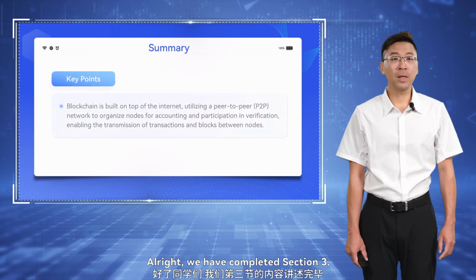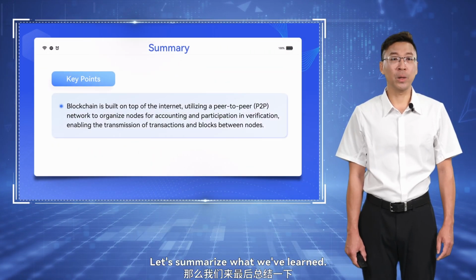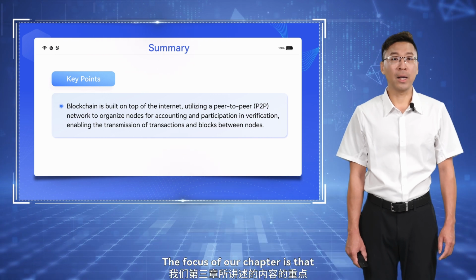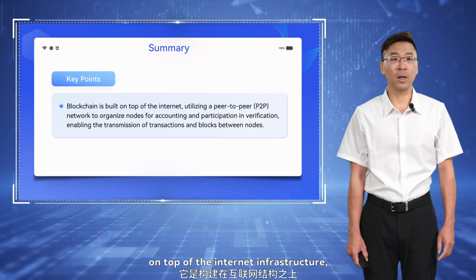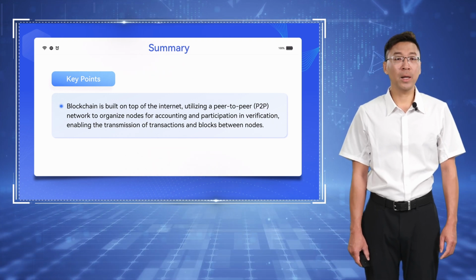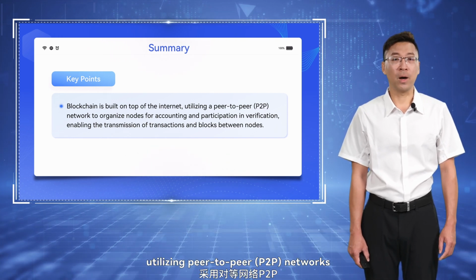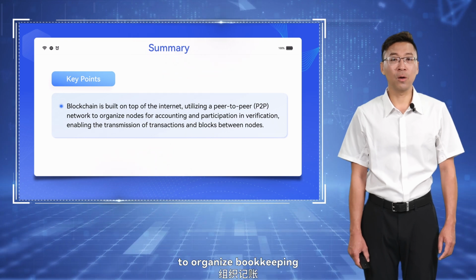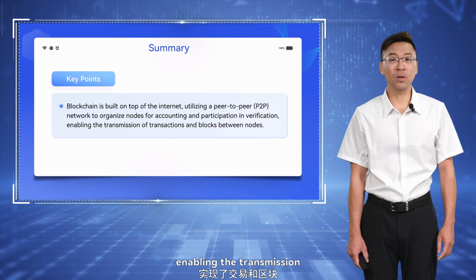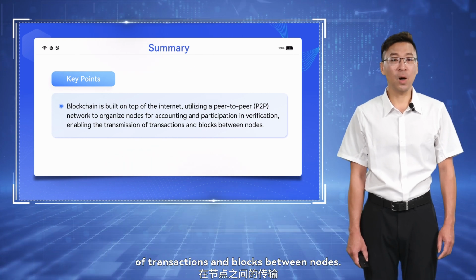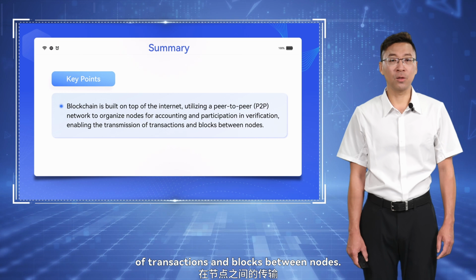Alright, we have completed Section 3. Let's summarize what we've learned. The focus of our chapter is that blockchain is built on top of the internet infrastructure, utilizing peer-to-peer, P2P, networks to organize bookkeeping and participation in validation by nodes, enabling the transmission of transactions and blocks between nodes.